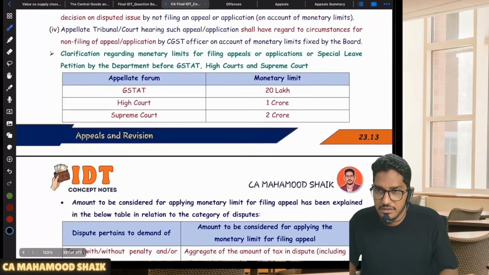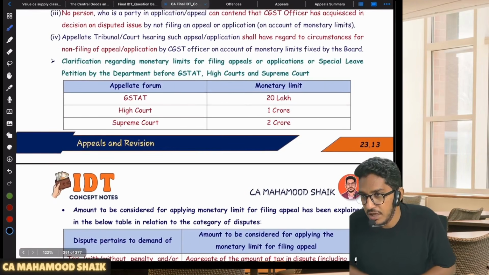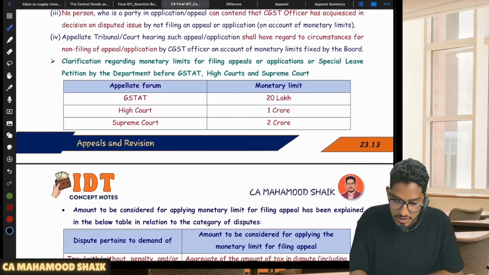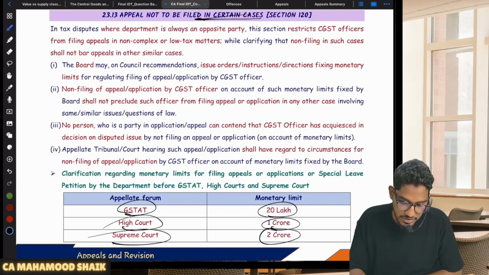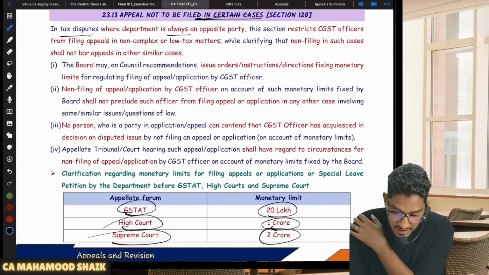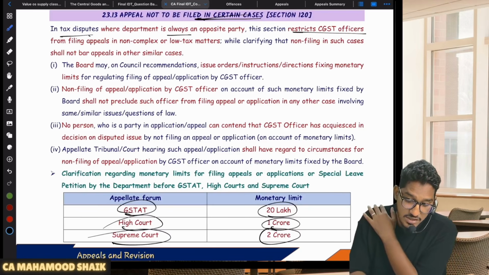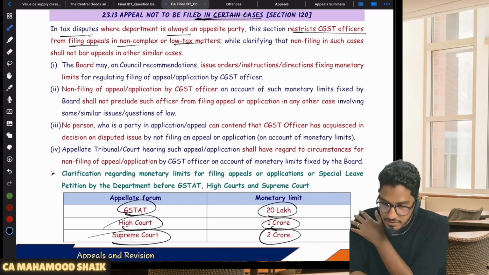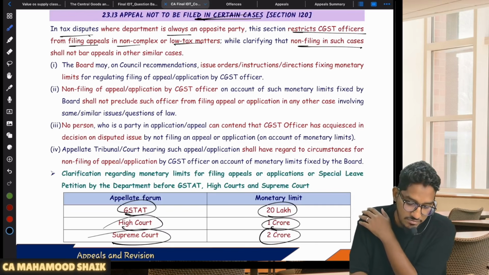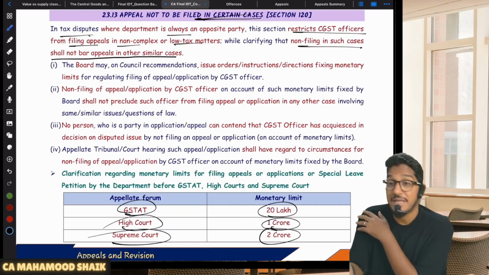Now, even they have put a restriction on the department also. This also I have already covered. Like, the department can't go for appeals for small amounts. I told you, if they want to go to GSTAT, the minimum monetary limit should be 20 lakhs. If they have to go to the High Court, 1 crore. If they have to go to the Supreme Court, 2 crores. So for that, they give some background information. In tax disputes, where the department is always an opposite party, this section restricts CGST officers from filing appeals in non-complex or low tax matters, while clarifying that non-filing in such cases shall not bar appeals in similar cases.